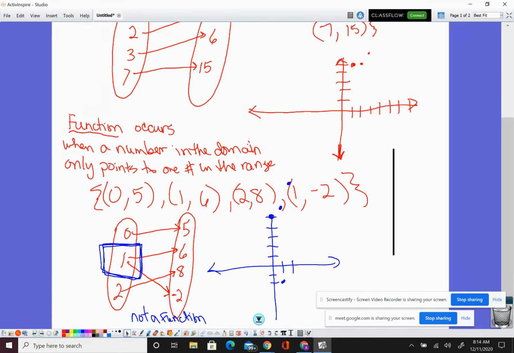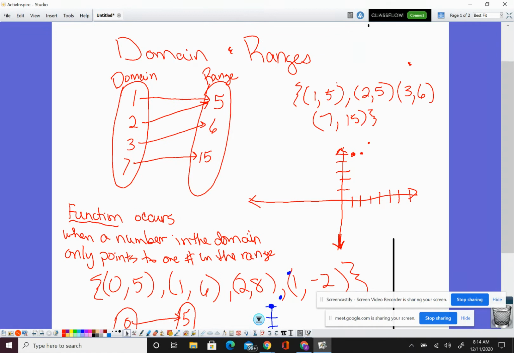Okay. Like in this case up here, we had 2 arrows coming into the 5. That doesn't matter. It doesn't matter how many arrows go into the range. It depends on how many arrows come out of the domain. If there's more than 1 arrow coming out of the domain, it's not a function. Okay, any other questions?